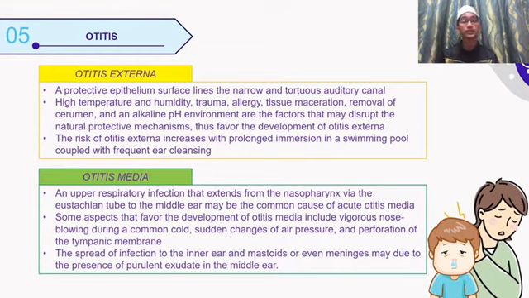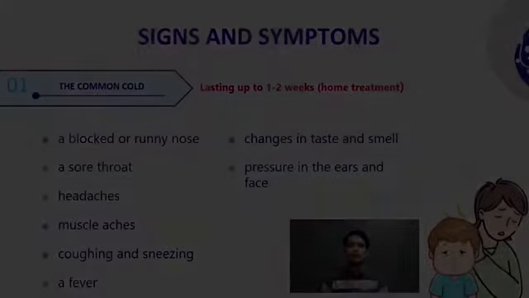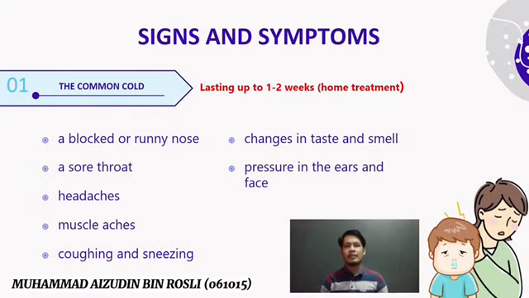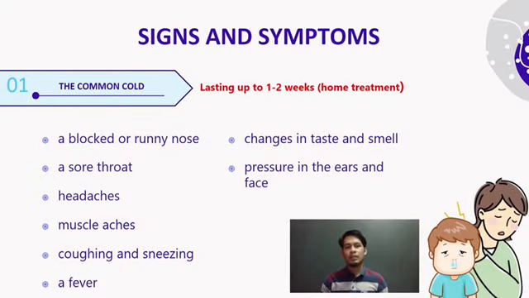Last but not least is otitis. It is divided into otitis externa and otitis media. Otitis externa is caused by high temperature, humidity, trauma, allergy, tissue maceration, removal of cerumen, and an alkaline pH environment, which disrupt the natural protective mechanism, thus favoring the development of otitis externa. Whilst otitis media is an upper respiratory infection that extends from the nasopharynx via the eustachian tube to the middle ear.